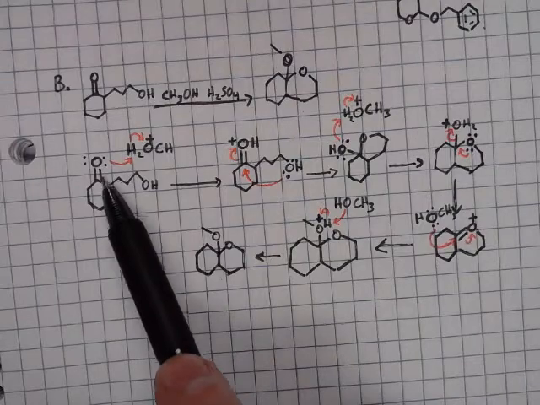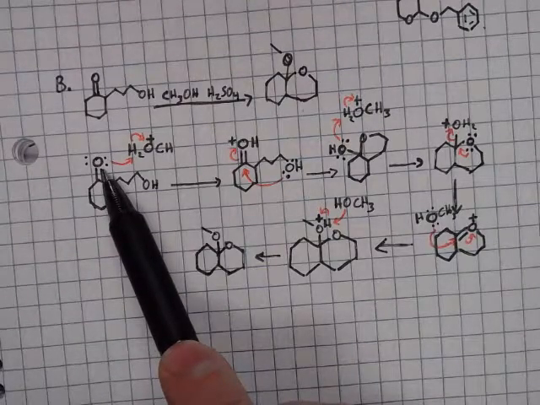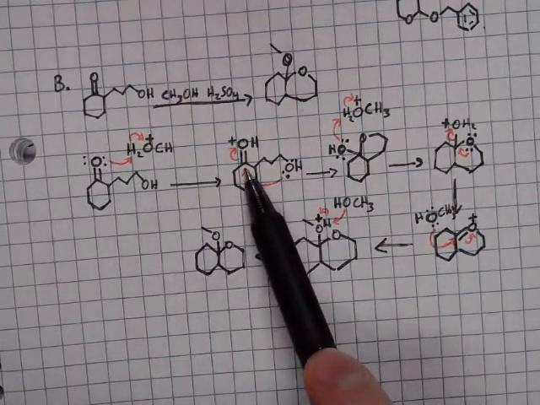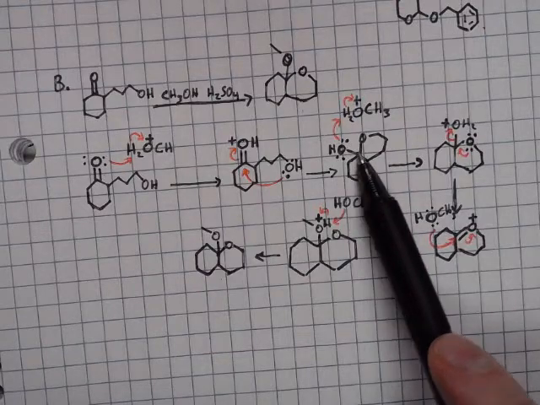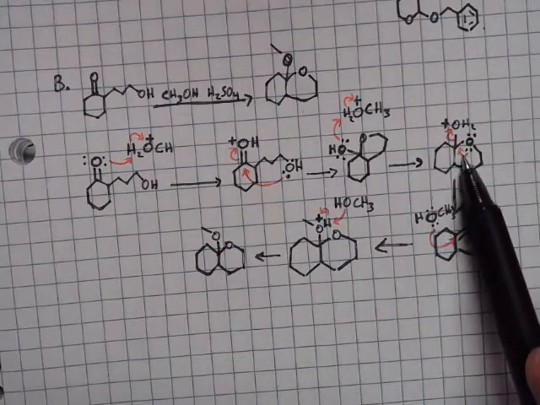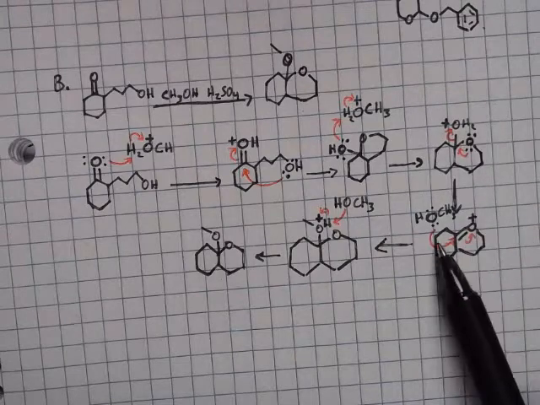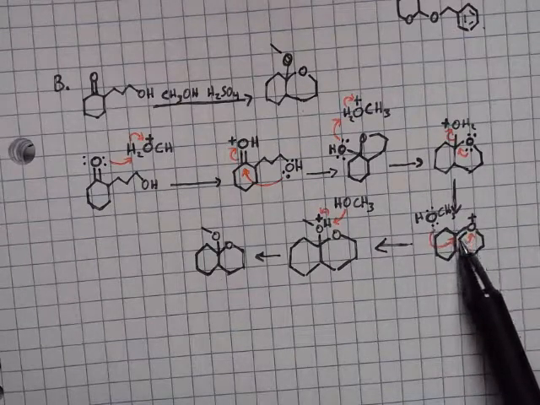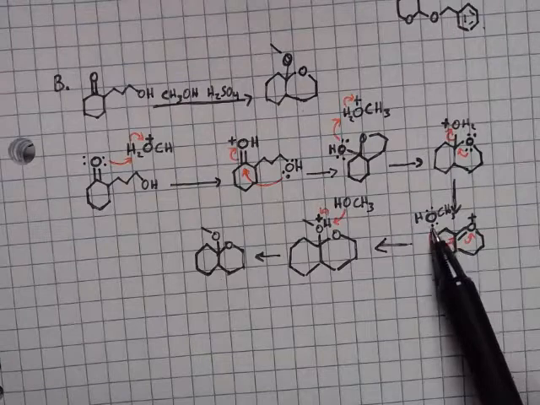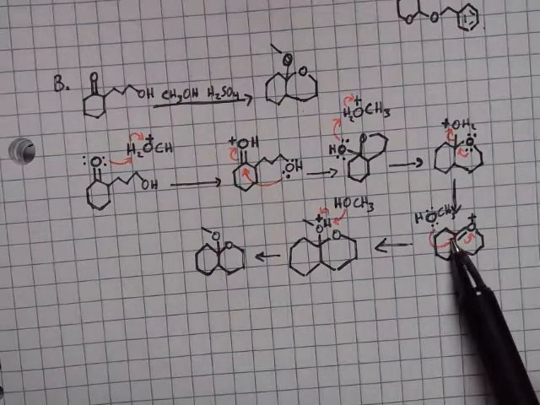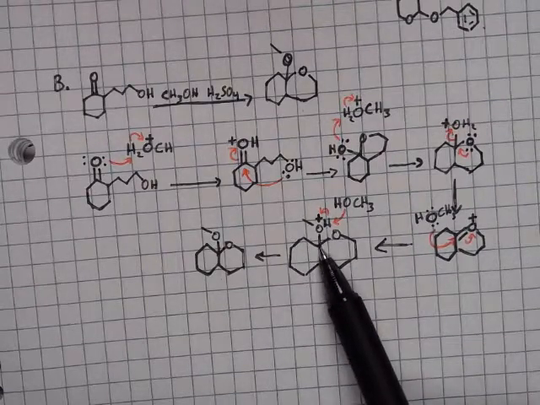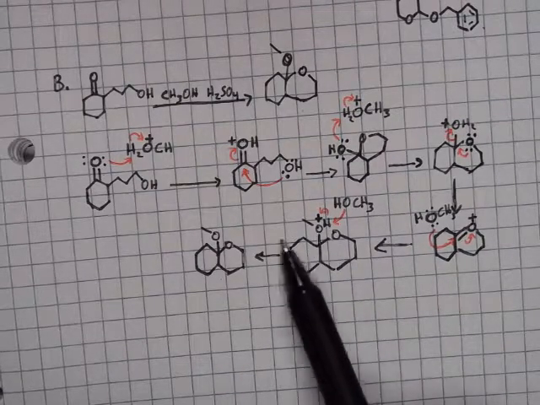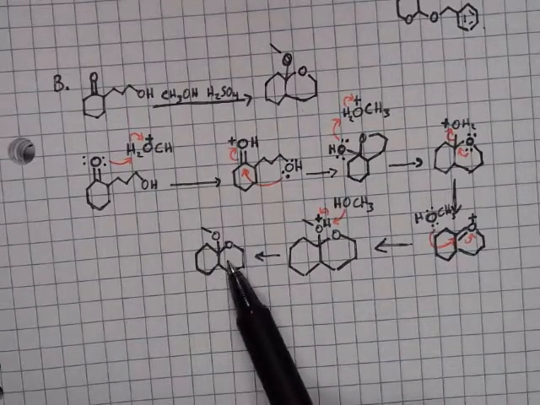So again, we start by protonating the carbonyl. Then we close the six-membered ring, and then we protonate this hydroxyl group to form water as a good leaving group. Then we kick off that water. Methanol can come and attack this ion to form this protonated acetal. Then we can deprotonate the acetal and form our final product.